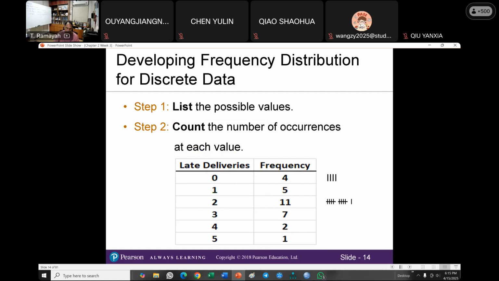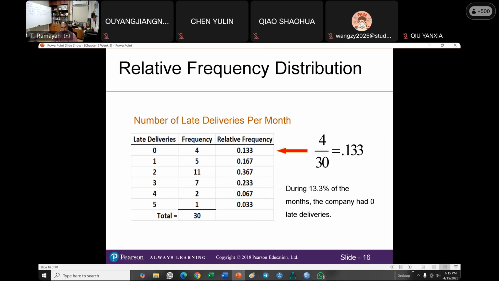That is what we will do here. So we already have our number of late deliveries and the frequency. The frequency for the category of 0 late deliveries is 4. 4 divided by 30, you get 0.133. 5 divided by 30, you get 0.167. 11 divided by 30, you will get 0.367. 7 divided by 30, and so you get all these. The total will be 1.